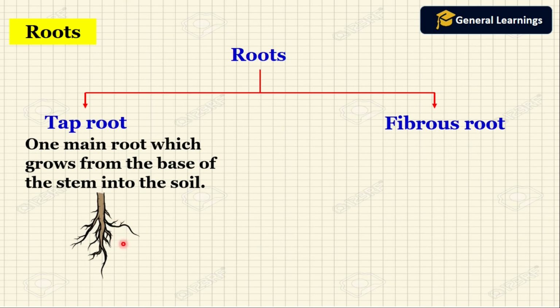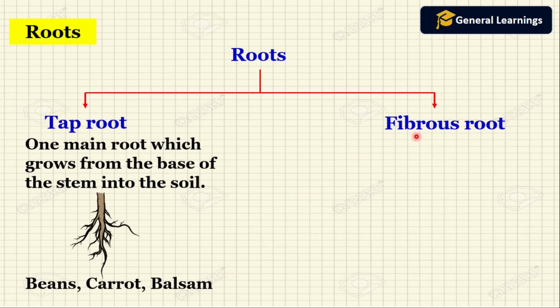The main root is the first root that appears from the seed. The plants such as beans, carrot and balsam have taproot. Okay, so taproot means what? One main root which grows from the base of a stem.